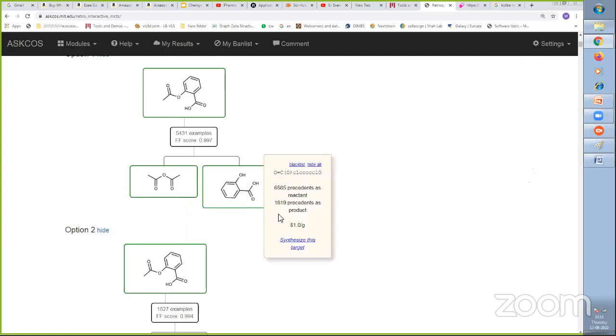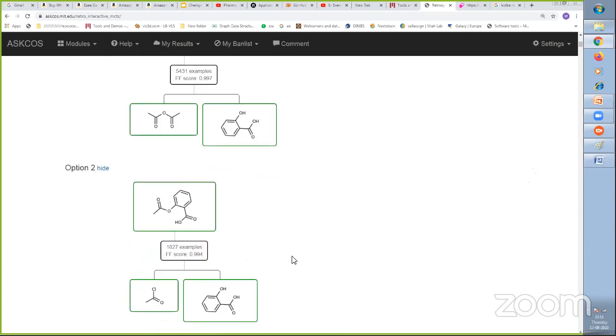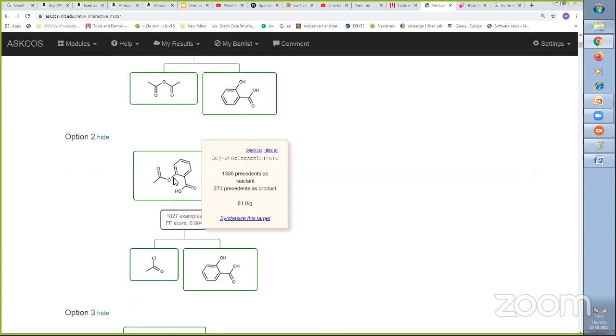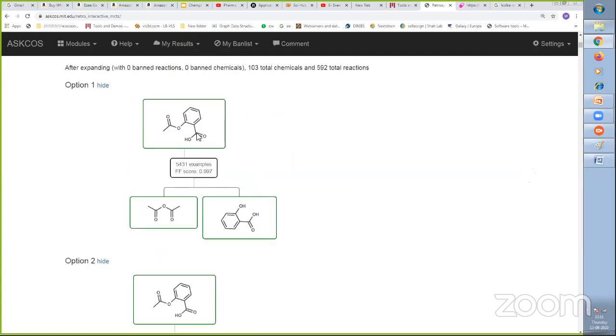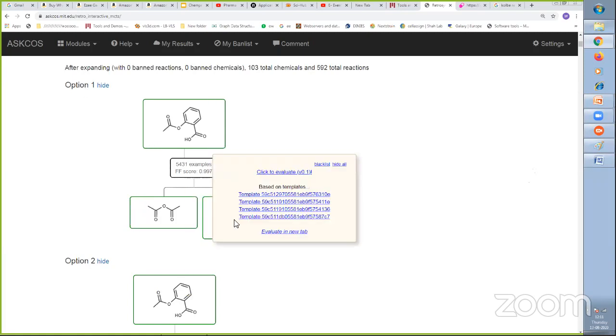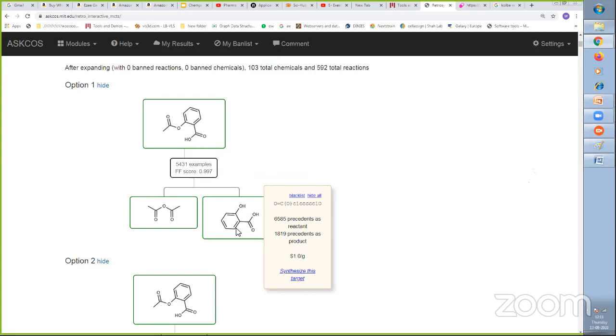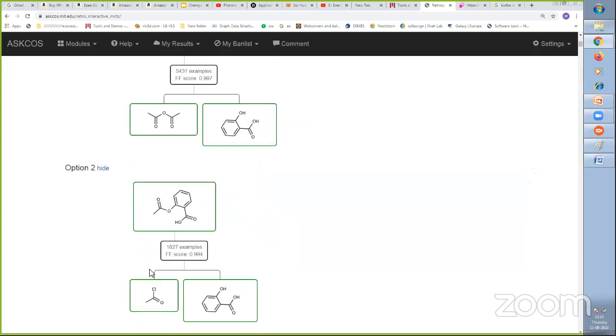Okay. So now if we come to this salicylic acid, this is the complex molecule. So again, you can go for a next step. So here it says, okay, you want to synthesize this one, then these are the possibilities. So this is our first option. The second option: first option means you can use acetic anhydride and salicylic acid, or you can use acetyl chloride. I already told you about acetyl chloride. So acetyl chloride and salicylic acid.